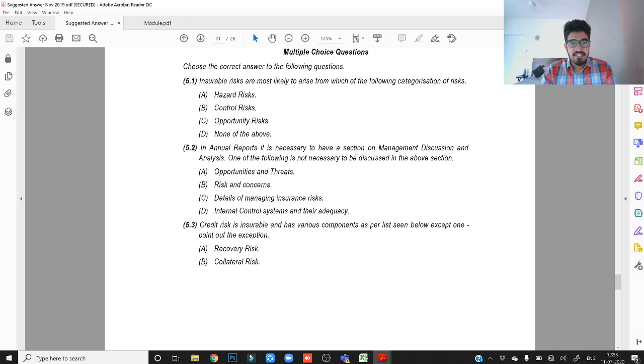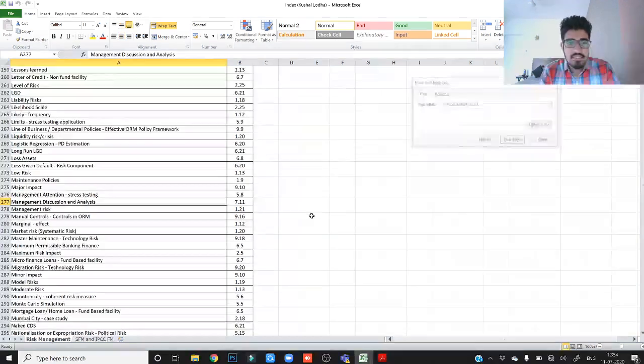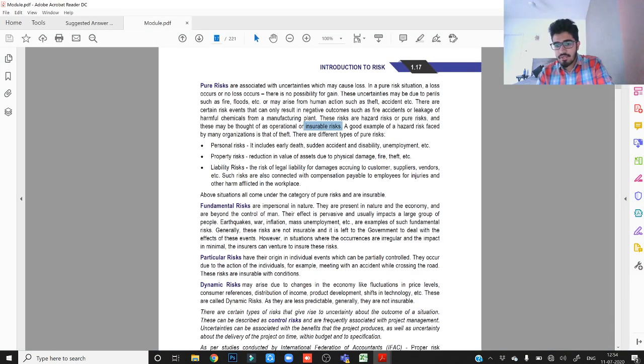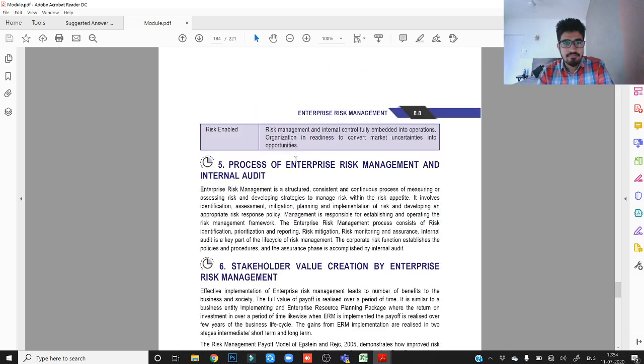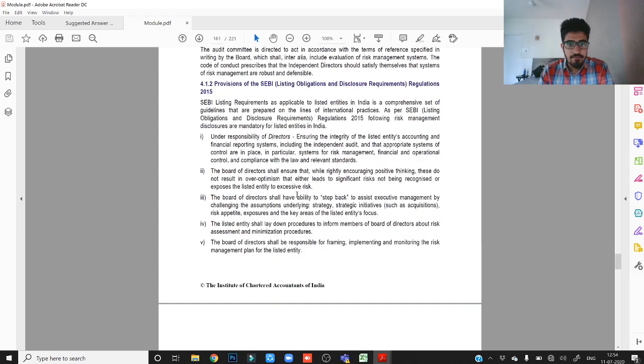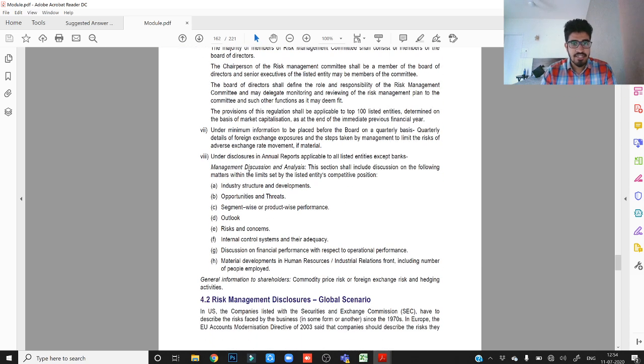In the annual report, it is necessary to have a section on management discussion and analysis. One of the following is not necessary to be discussed in the above section. So I'll quickly go to my index and find management discussion and analysis. It is on page 7.11, so I'll quickly go to page 7.11 of the module. I think it's not there on 7.11, it's on 7.12. The index which I had created was from the older edition of the module, so it has been updated now, and you can update the index accordingly. See, management discussion and analysis is given on page 7.12.